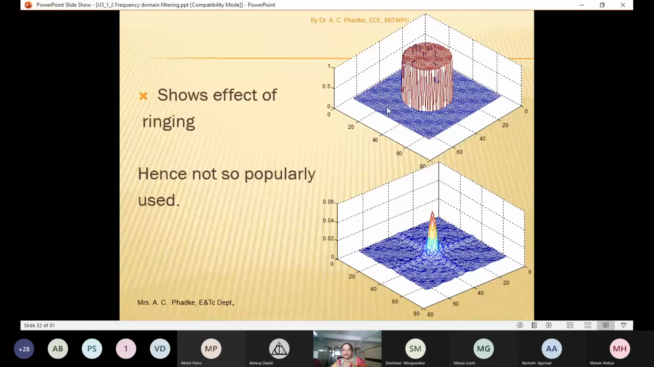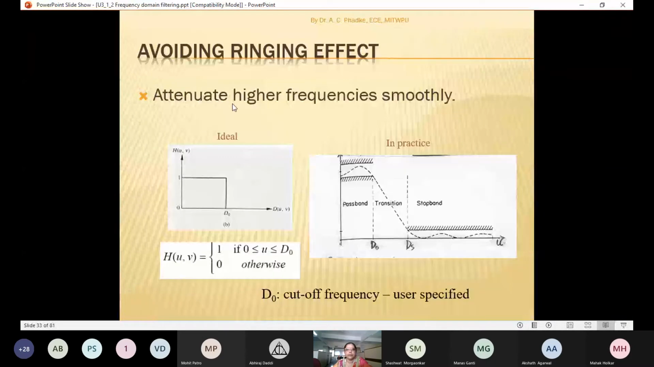The same effect is shown here in 3D. This is your ideal low pass filter, and in the image plane, because of this sharp transition, you will get this oscillating nature. Now try to visualize this as an image. Every positive peak will give you a bright ring, and every negative peak will give you a dark ring. That's why this effect is known as the ringing effect. So how can we avoid this ringing effect?